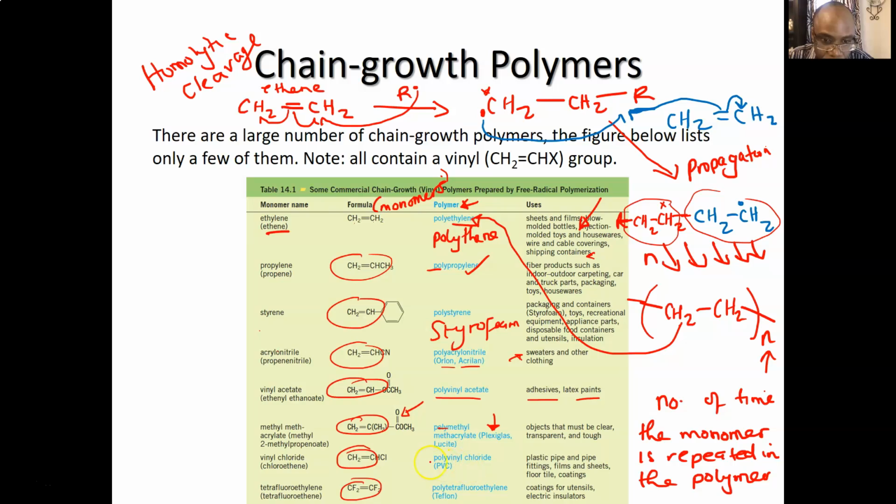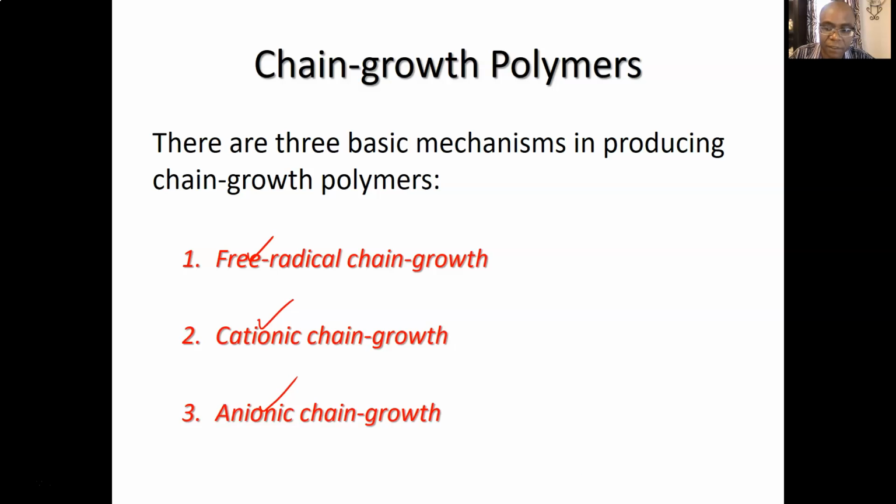Okay, and then you have vinyl chloride. Vinyl chloride makes PVC. Of course, those are pipes that you use for drainage and in toilets. Okay, or pit latrines, if you know what those are. Tetrafluoroethylene is used to make polytetrafluoroethylene, which is Teflon. You know, Teflon is used in plumbing to seal pipes so there's no leakage, or it's also used to coat utensils and as insulators.